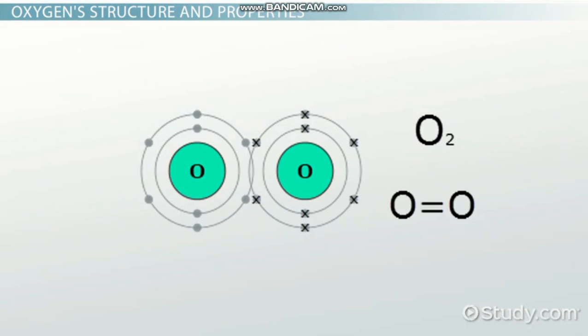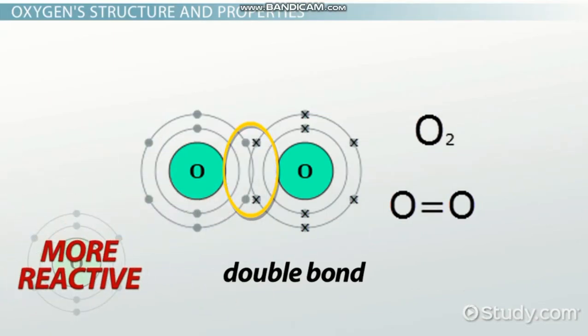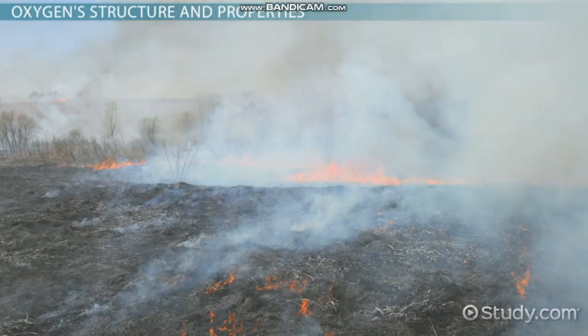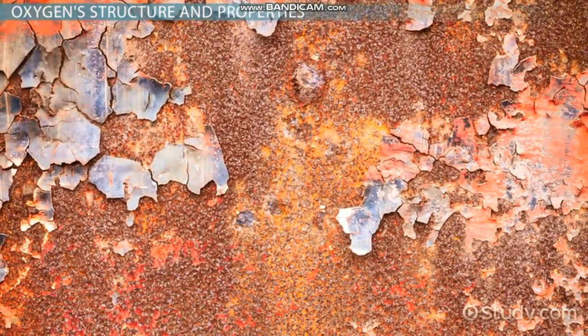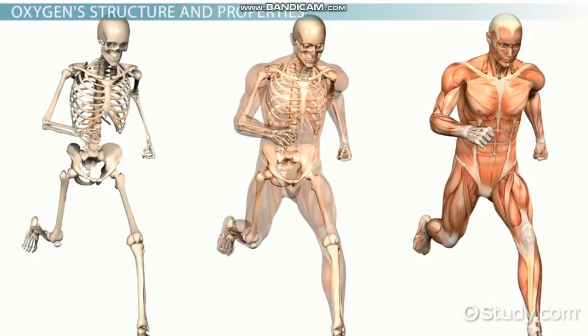Dioxygen has 2 oxygen atoms bonded with a double bond. This allows both oxygen atoms to have an octet of electrons in their outer shells because 2 pairs of electrons are shared between the 2 atoms. This stability means dioxygen is not as reactive as atomic oxygen, but it's good enough to feed fires, particularly in hot, dry conditions, create rust, particularly in wet, salty conditions, and run the energy-releasing parts of your biochemistry.